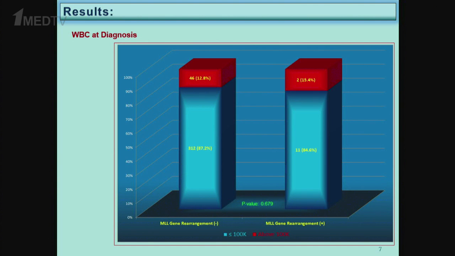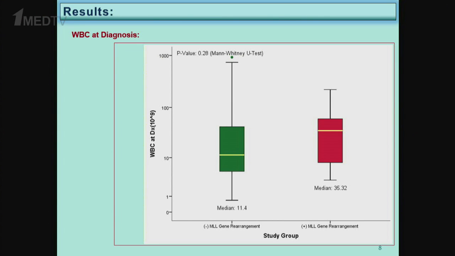Here we look at leukocytosis, which means white blood cell count more than 100K. As you see here, almost both of them are the same, although in the MLL rearrangement group it was 2 patients out of 13, which is about 15% versus 12% in the MLL rearrangement negative. For the median white blood cell count, again, it is lower in the MLL rearrangement negative. Median was 11.4 versus 35.33 in the MLL rearrangement positive, but again, did not reach statistical significance.